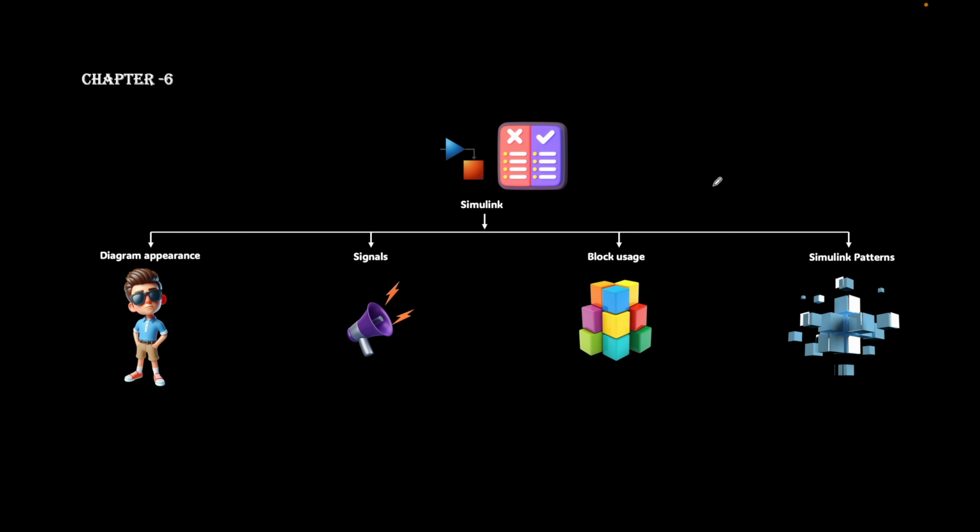In this particular chapter, we will see Simulink, which is chapter 6. In Simulink, we have 4 major sections. The first is diagram appearance, so how the diagrams should look, how you should organize the blocks and the signals. Then comes the signals for Simulink, how you should give naming conventions for the signals. Next is the block usage, how you should give naming conventions to the blocks, and how you will be using different Simulink patterns to develop the Simulink models. Following all these, you will be complying with the MAAB guideline.